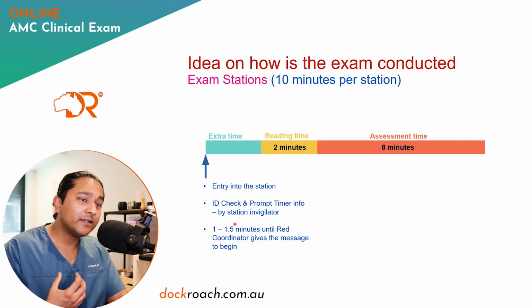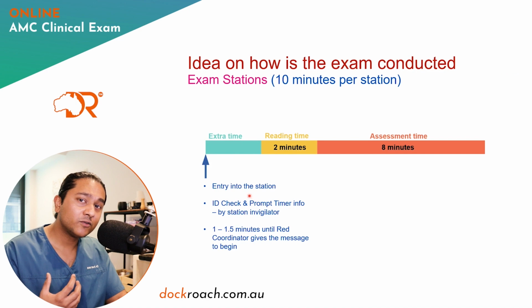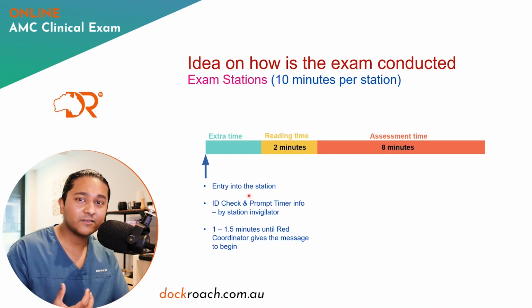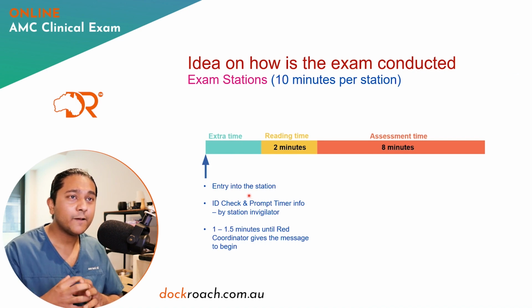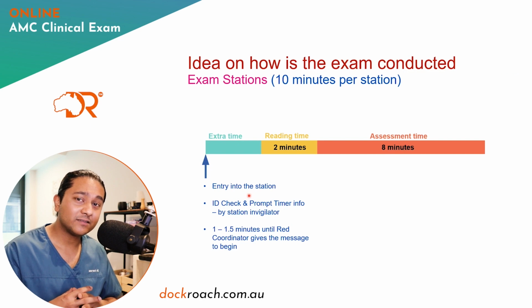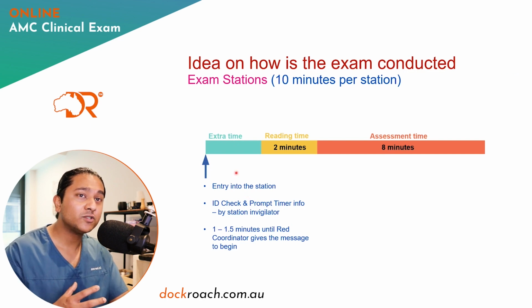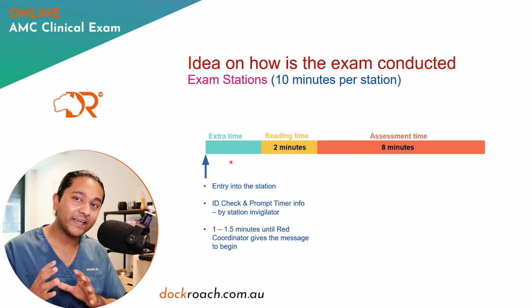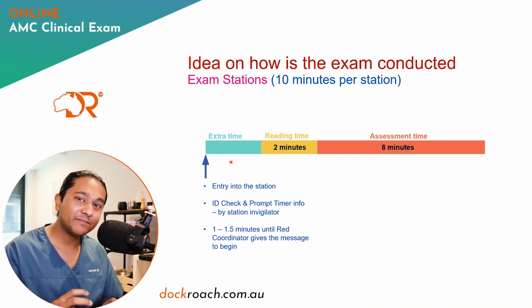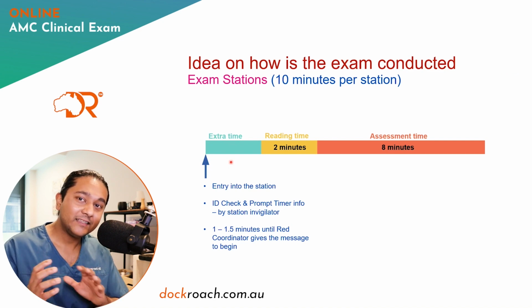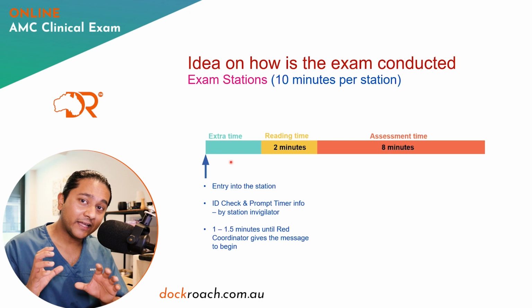Okay, and the other thing is the extra time usually goes for about 1 to 1 minute 30 seconds. It can go around that time because what AMC is trying to do at this point is make sure that all the candidates who are in the exam stations and in the rest stations are supposed to be at those stations.